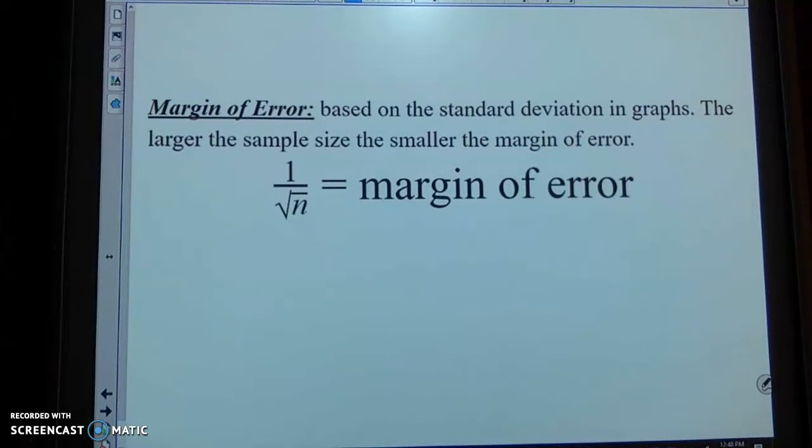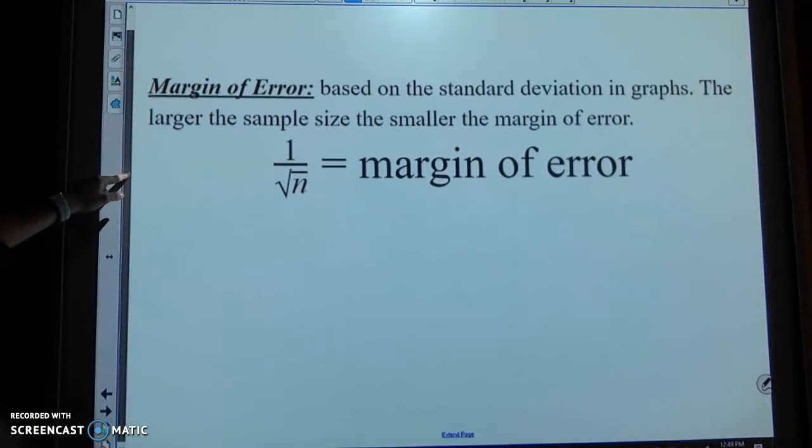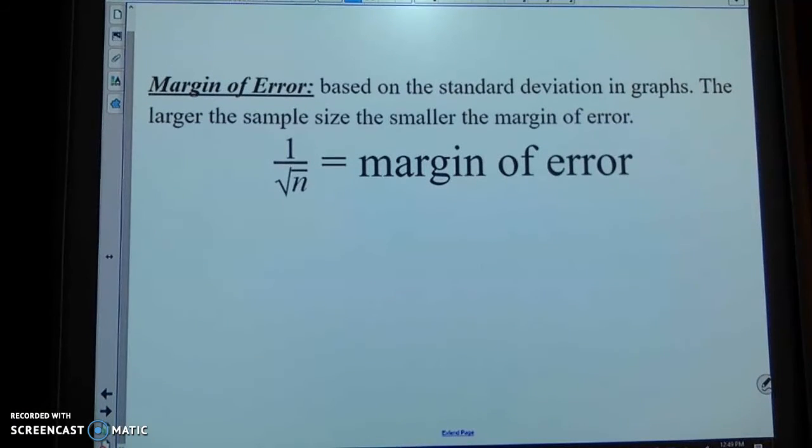That's fine. So the margin of error is based on the standard deviation in graphs. The larger the sample size, the smaller the margin of error. This is why we'd like to take big samples when we are doing polls, when we're doing tests on stuff like that. That's why you don't often see scientists conducting a survey on 5 people and reporting what they got, because that's not a good enough sample size.